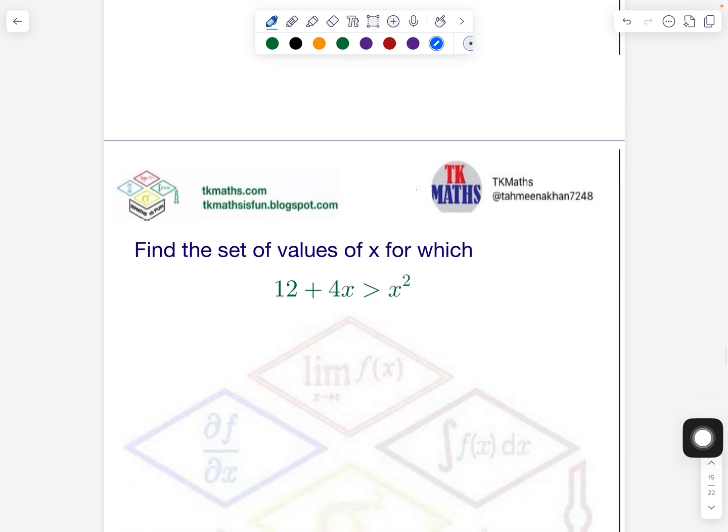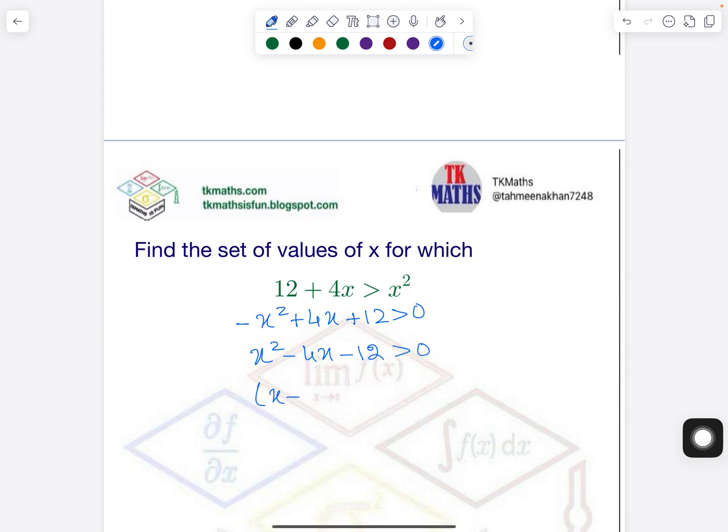In this case, it is exactly the same. Bring everything to one side, all the terms. I want to keep the coefficient of x squared positive, so I'm multiplying it by negative. Then factorize it. One thing, you are very right, when you multiply by negative, the sign of inequality reverses.